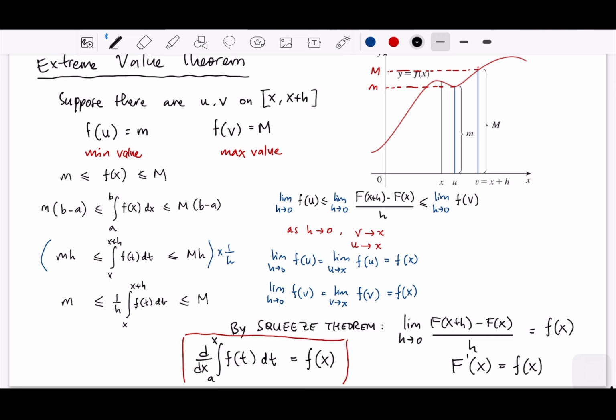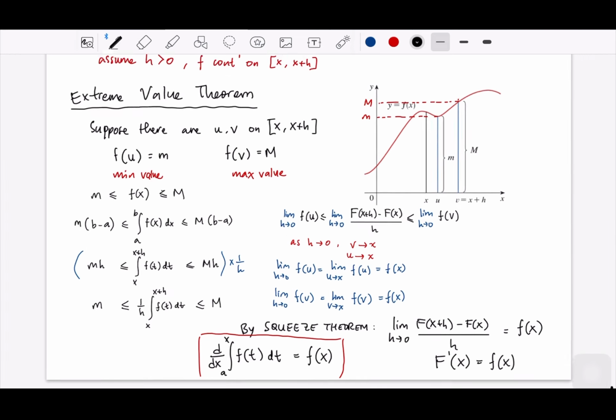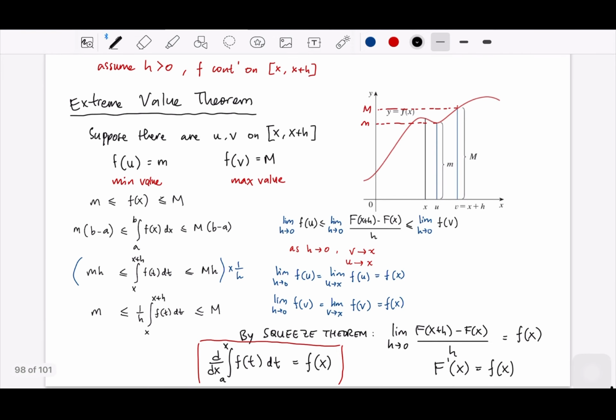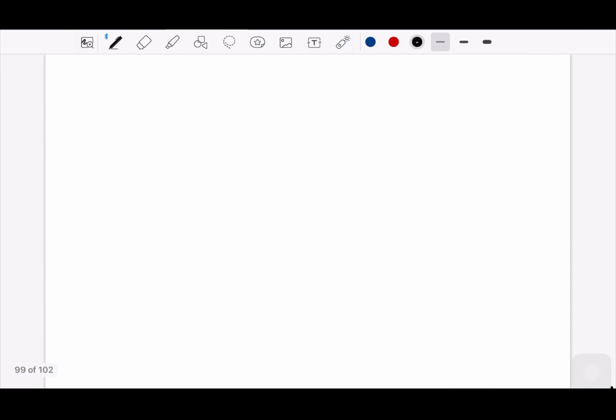Okay, let me give you a couple of examples, perhaps, to see how we can apply this theorem. So for example, if we want to compute, okay, let me check, find the derivative of g of x equal.